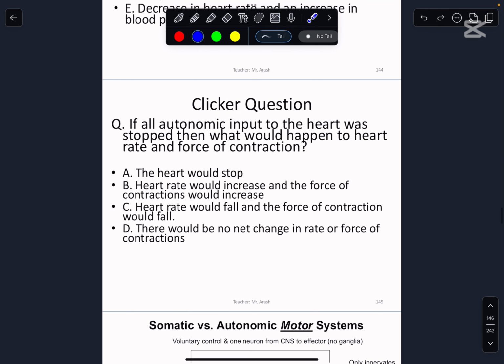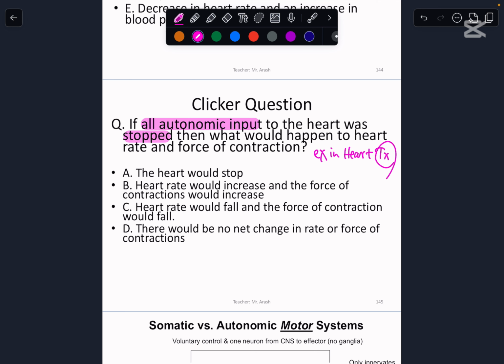The next question says, if all autonomic input to the heart was stopped, so if now you remove both, what would happen to the heart rate and force of contraction? By the way, if you're wondering how this can happen, it happens when you do a heart transplant. TX in medicine means transplantation, so heart TX, or HTX sometimes written.